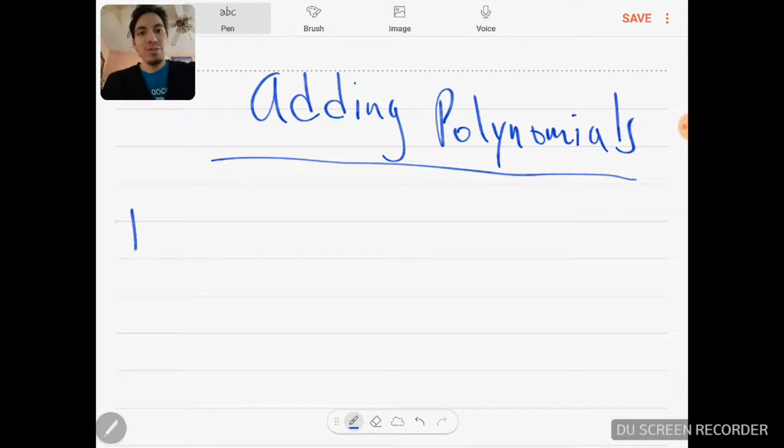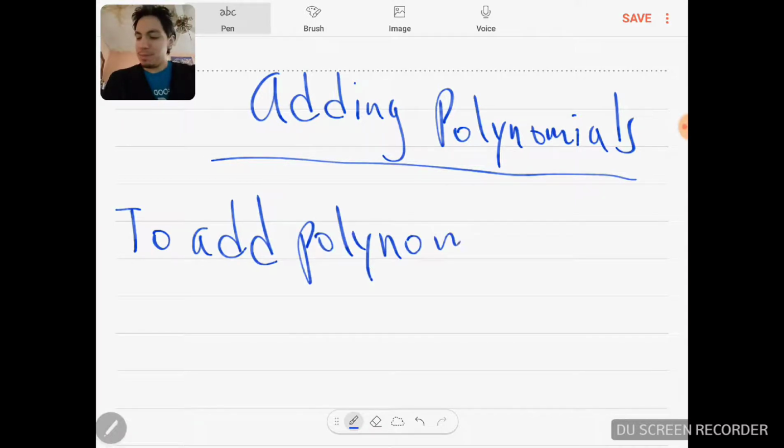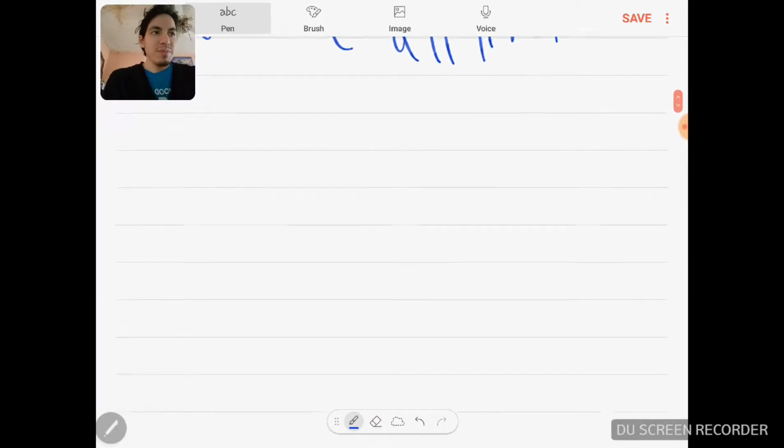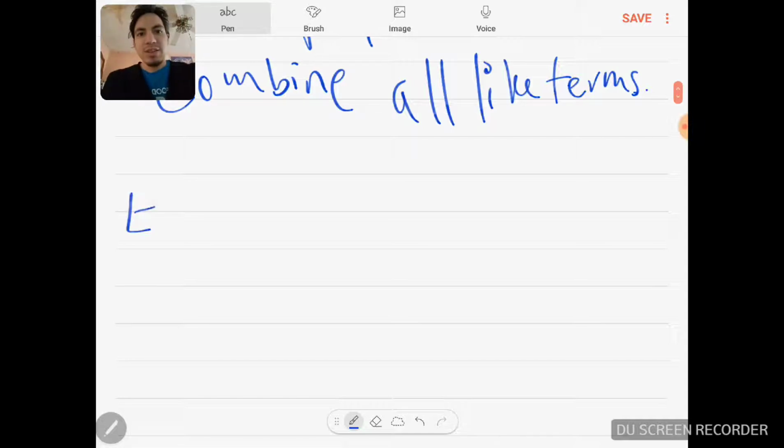Okay, so to add polynomials, all you simply have to do is combine all like terms. That's it. Now, let me specify what I mean when I say combine.